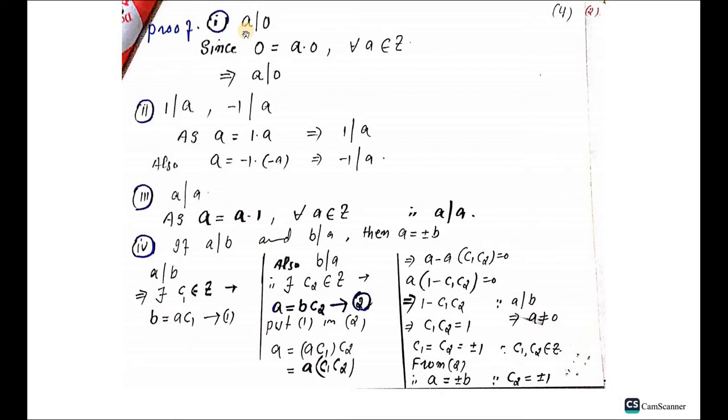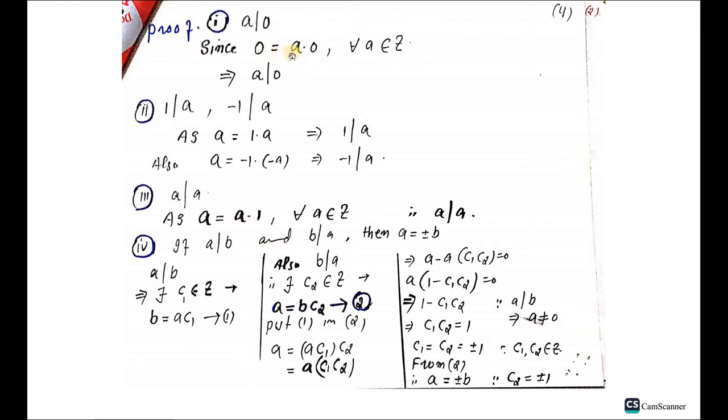Every integer divides the integer 0. Since we know that 0 is always equal to a into 0 for all a belonging to Z. From this equation we can say that a divides 0. For a divides 0 we can write this equation, and from this equation, this is b, this is a, this is c.